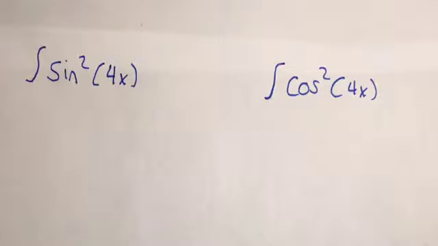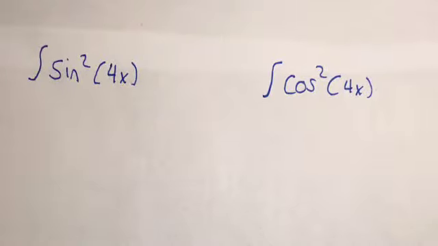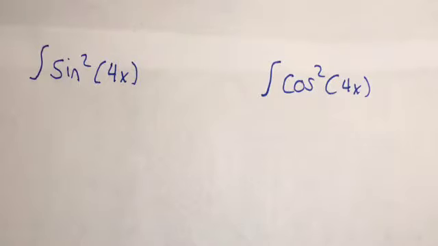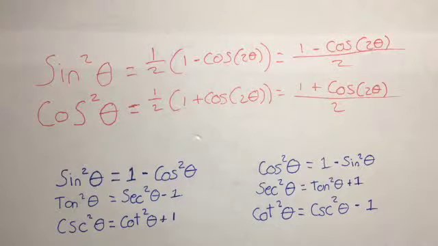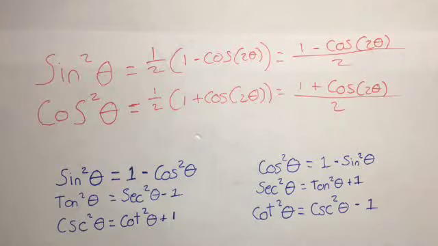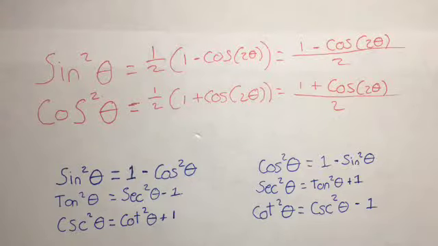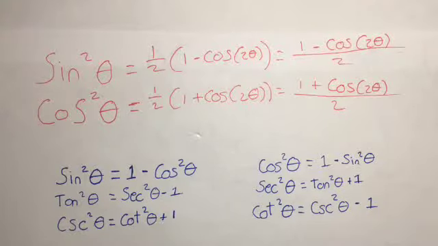In this example, we have sine squared 4x and cosine squared 4x. In this example, we have to use the trigonometric identities because of the exponents. These are the trigonometric identities. The ones in red are the basic ones, and the ones that are used for pair exponents are the ones that we are going to use right now.